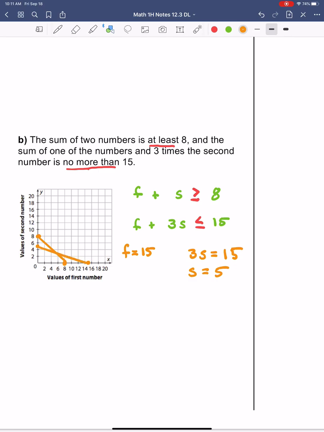Now we have to do some thinking here, and figure out where the shading is going to intersect. This shading was above, and for the second line it was below. So where is this shading going to intersect? It's just going to be this tiny little triangle right here, where my shading intersects. Any point in that area would be part of the solution set.